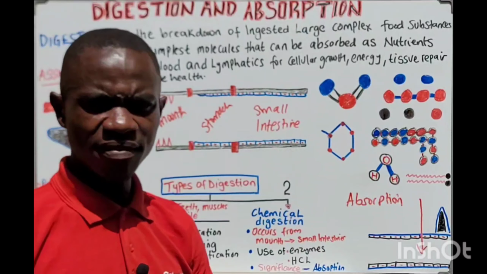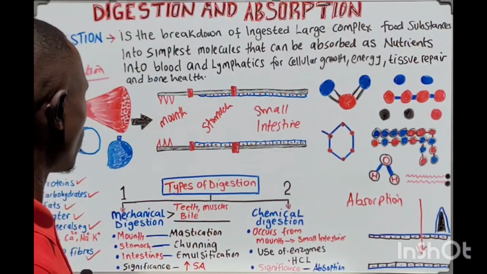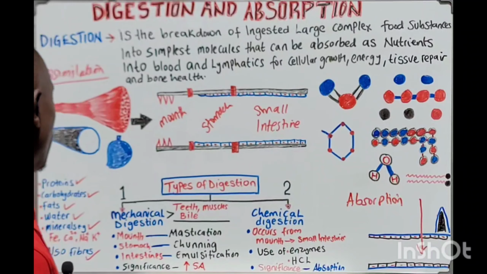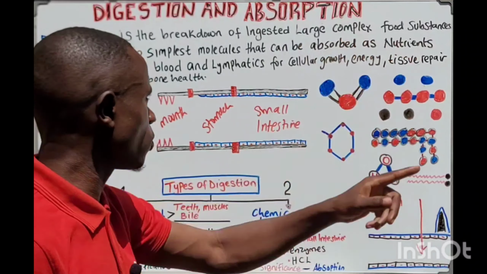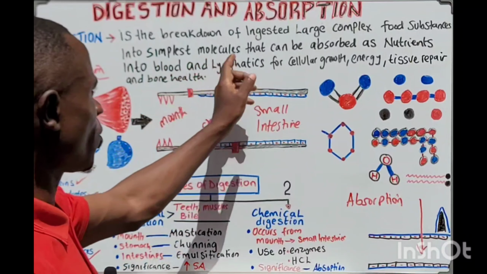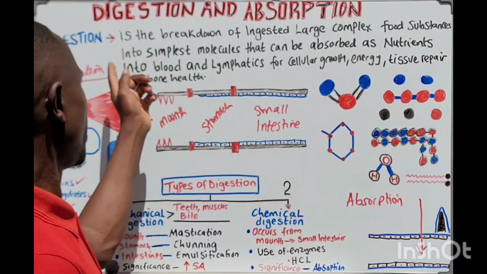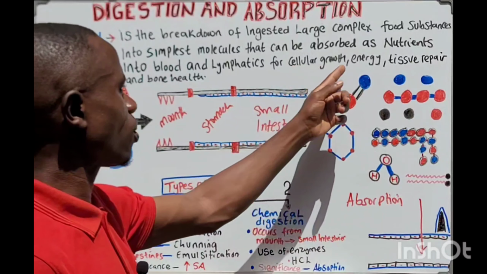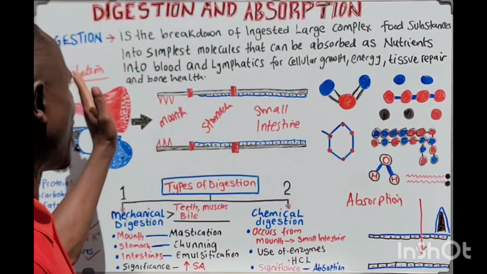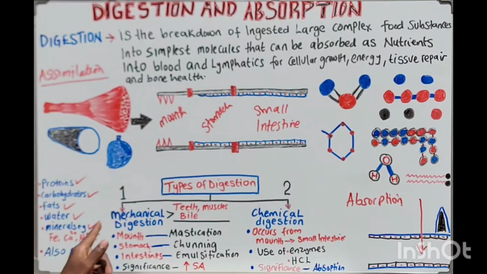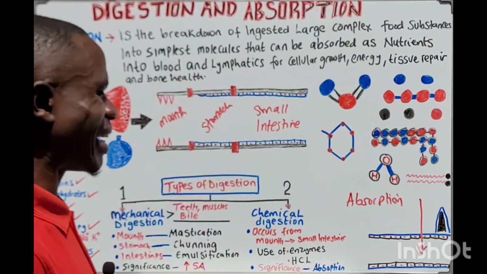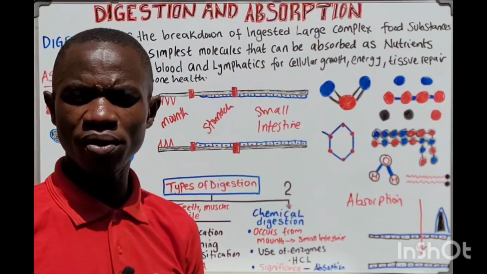So now let's have a quick recap of digestion and absorption. We have said that digestion is the breakdown of ingested large complex food substances into the simplest molecules that can be absorbed as nutrients into the blood or lymphatics for cellular growth, energy, tissue repair, and bone health. And when we talk of bone health, among the nutrients in these substances is calcium. So this calcium is very important in strengthening the bones.